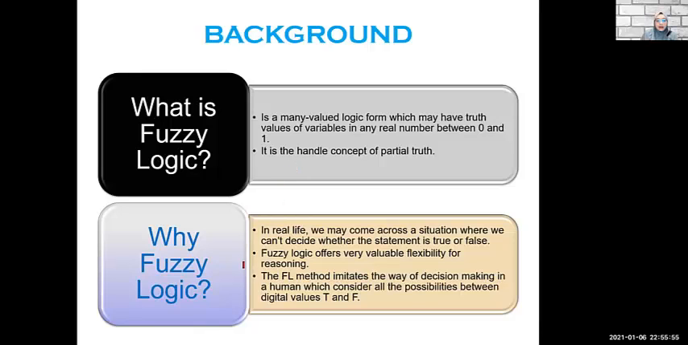So why do we use fuzzy logic? In real life, we may come across a situation where we can't decide whether the statement is true or false. Fuzzy logic offers a very valuable, flexible way of reasoning. For example, the previous example, when we want to mention whether this person is honest or not honest, it's hard to say. The fuzzy logic method imitates the way of decision making in humans, which considers all the possibilities between the digital values true and false.